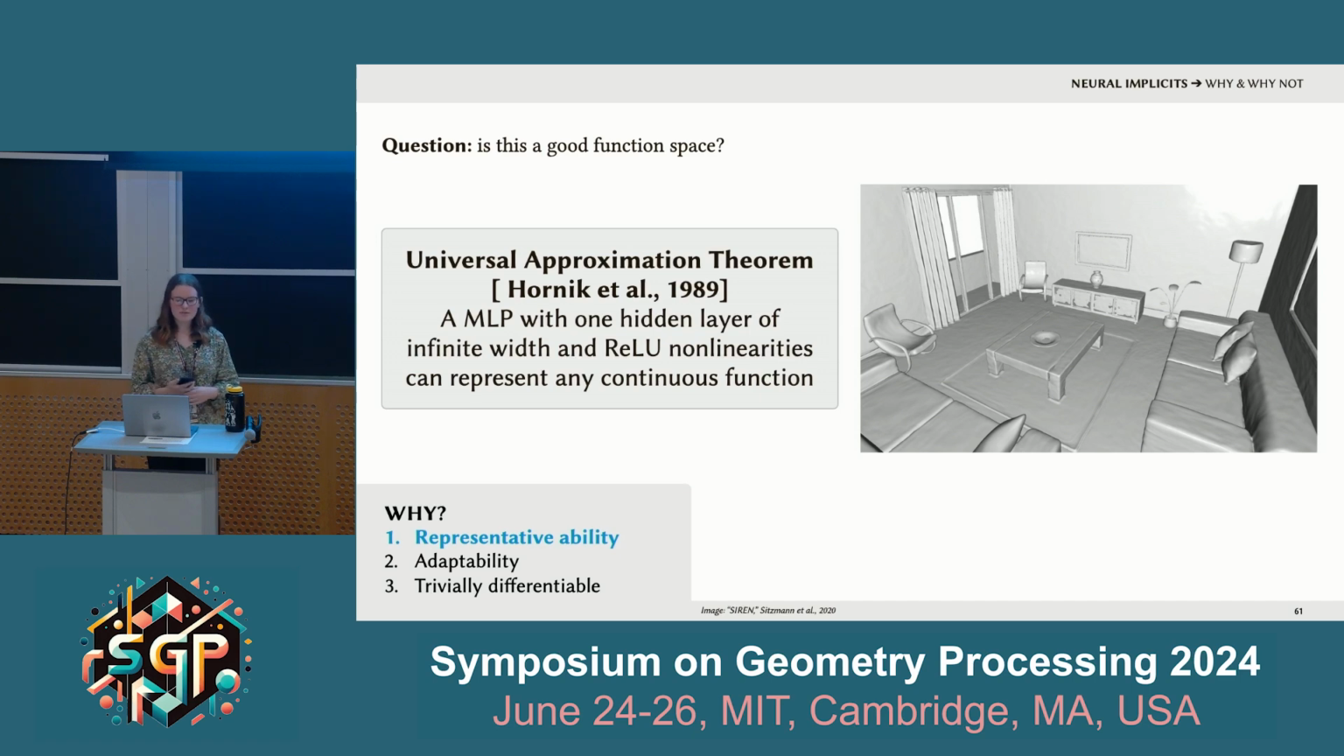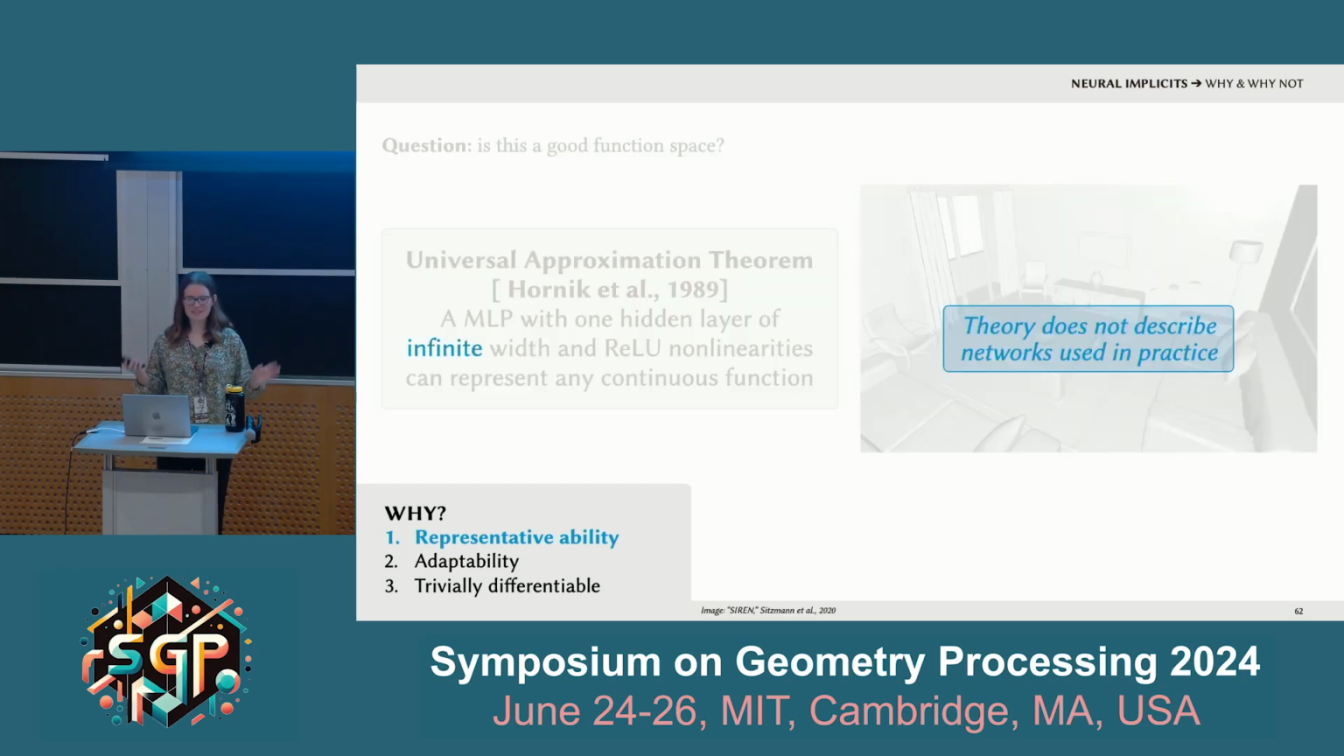In practice, people have shown in lots of papers over the years that you can represent very complex geometry with neural implicits, like this crazy complex room maybe. But I think it's important to note that the theory behind what we've seen here doesn't really describe networks in practice, because we actually are not using networks with infinite width like this theorem requires.